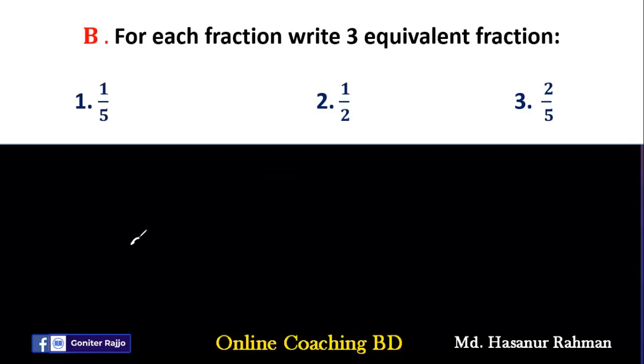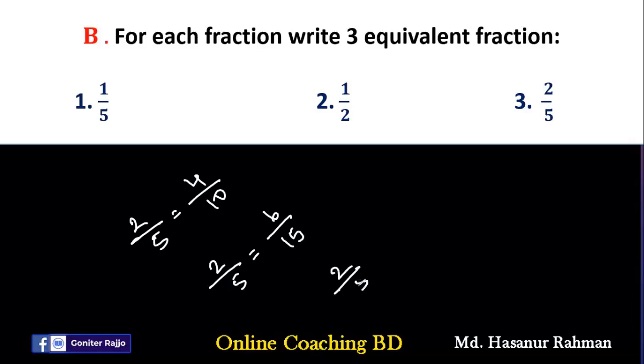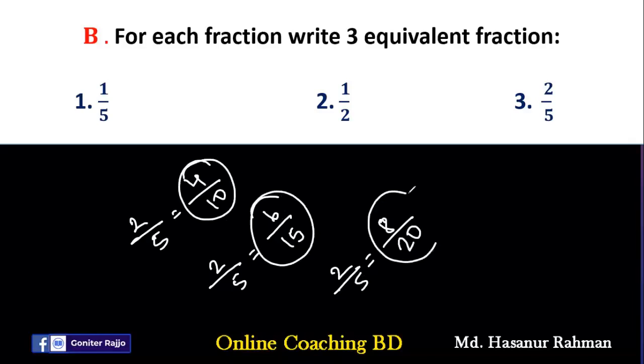Now number 3, 2 by 5. We can multiply this one by 2 at first. 2 2s are 4, 5 2s are 10. We can multiply this fraction by 3. 3 2s are 6, 5 3s are 15. We can multiply this 2 by 5 by 4. Then 4 2s are 8, 5 4s are 20. So we can say 4 by 10, 6 by 15, and 8 by 20 are 3 equivalent fractions of 2 by 5. Very simple.